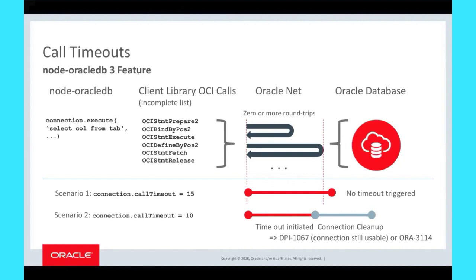But if that connection cleanup was not successful, you get an error 3114 back, and you need to kill that connection and open a new connection before you can do any work. So this is available in the database languages, and Python cx_Oracle and Node-oracledb 3 came out pretty much the same time with the same kind of functionality. Yeah, with 18 again. This actually needs an 18.3 client. Sorry, well, 18.1 client. Yeah.